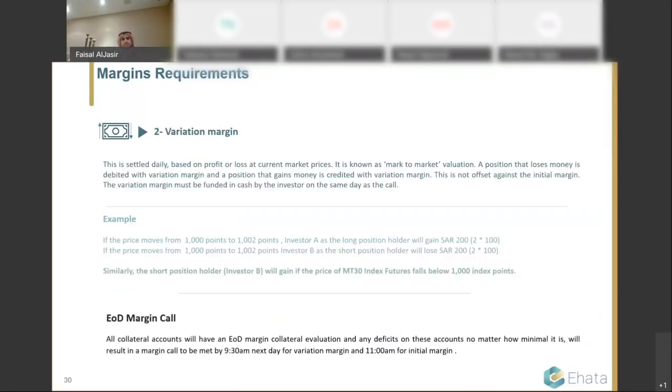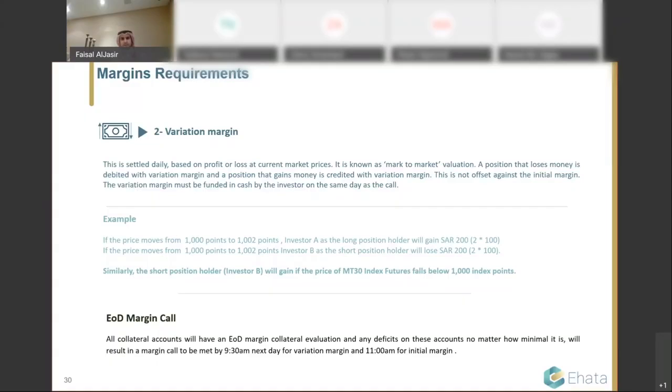And here is an example on that same concept. Variation margin is the margin that's settled daily, and this is the mark-to-market margin that reflects profits or losses at current market prices. A position that loses money is debited with variation margin, and a position that gains money is credited with variation margin. This is the important concept, and it will not offset the initial margin. The variation margin must be funded in cash by the investor on the same day as the call. And there is an example.